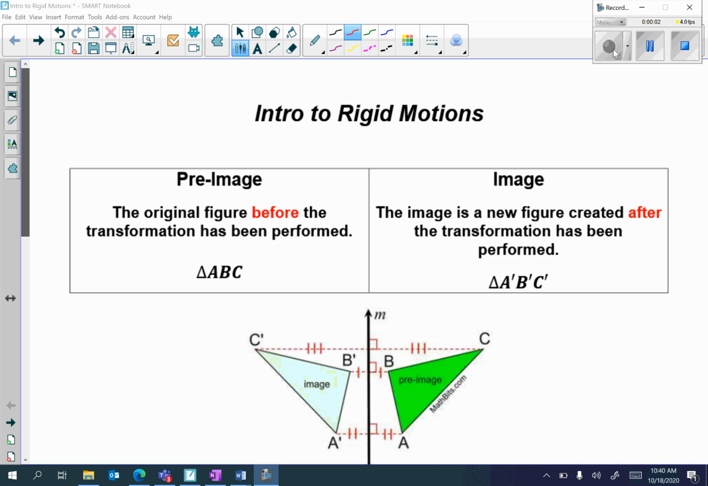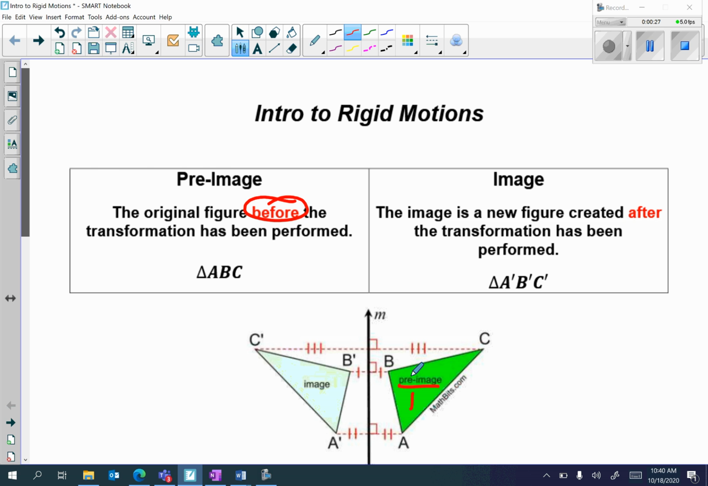Hi everyone, in today's video we are going to be introducing rigid motions. First, let's discuss the difference between preimage and image. The preimage is the original figure before the transformation has been performed. That's represented by triangle ABC. Notice in the diagram it has it labeled preimage, and I always put a 1 where my preimage is.